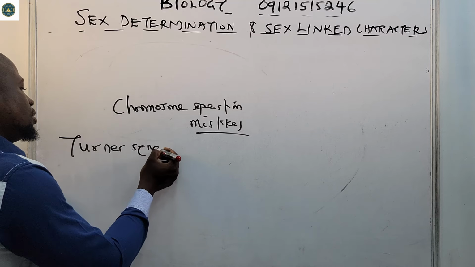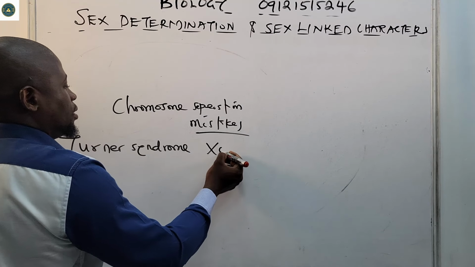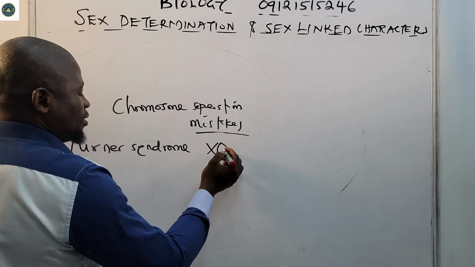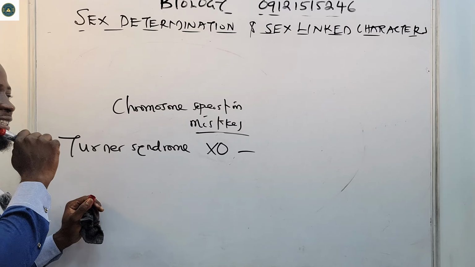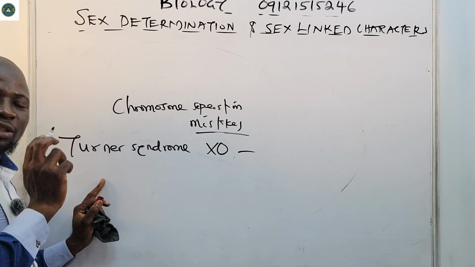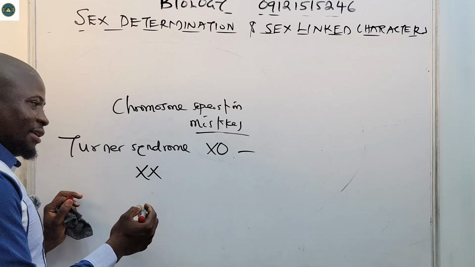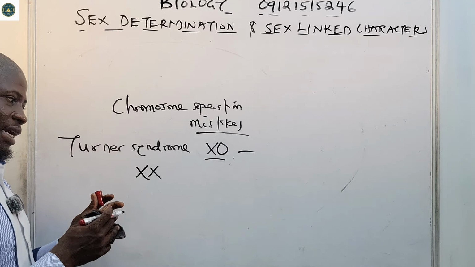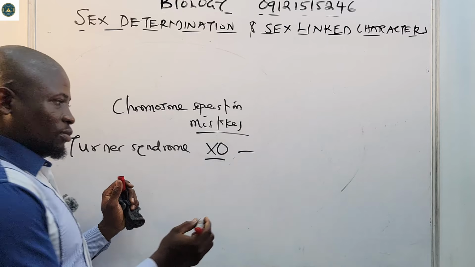Turner syndrome. We call this XO, represented by an X and an O, indicating that the female has only one X chromosome. It's supposed to be XX, but this time it's just only one X chromosome. So this is Turner syndrome.